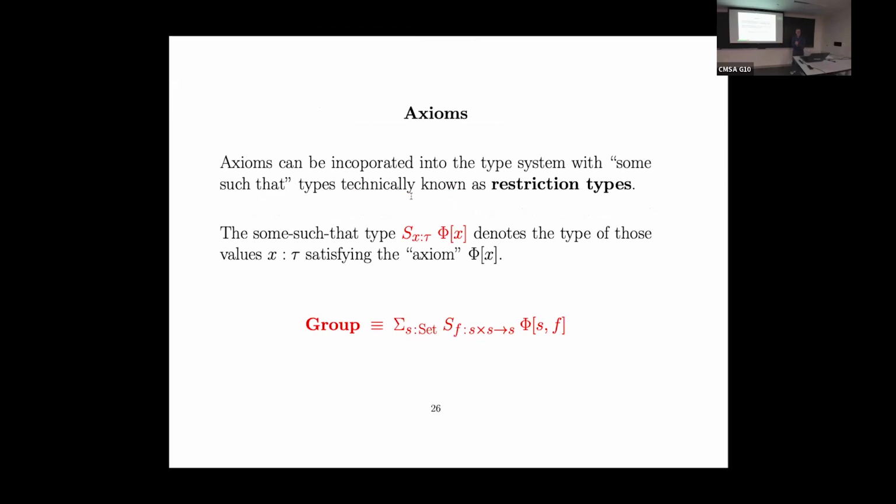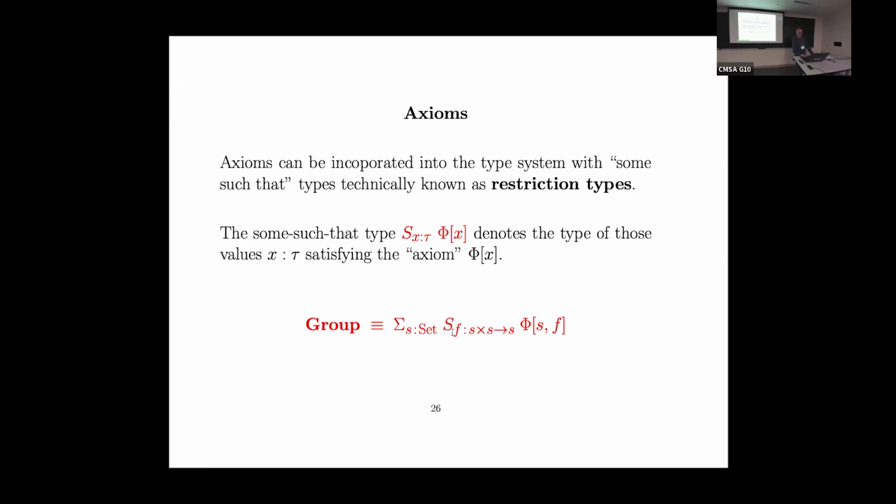Okay, axioms. We started by saying we have these signature axiom classes, which really form the classes that I'm thinking about. And we want a type group. So how do we define the type group? I'm going to say a group is a pair of a set, and I'm going to introduce a new type constructor, which takes an element of this function space and says it must satisfy some formula.